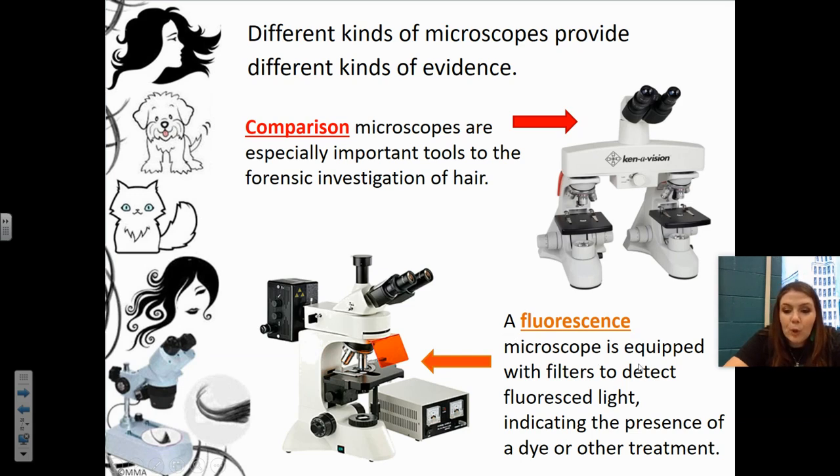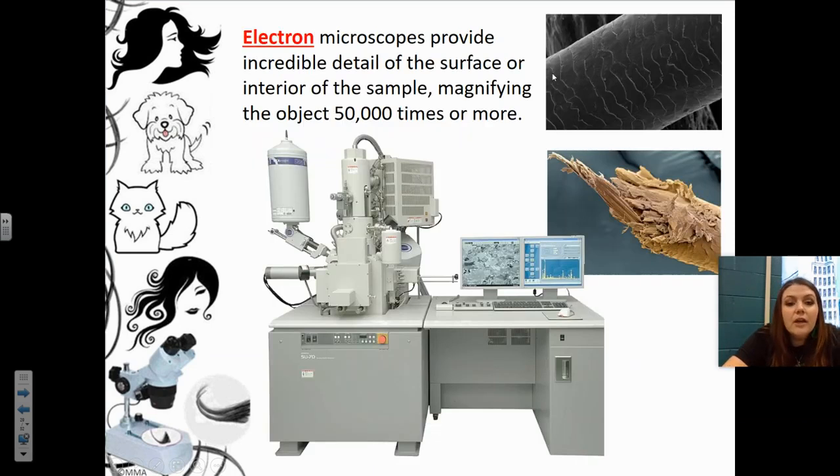Fluorescence. A fluorescent microscope is equipped with filters to detect fluorescent light, indicating the presence of dye or other treatment. So this is a very cool microscope to see if they have colored hair. The electron microscope provides incredible detail on the surface or interior of the sample, magnifying the object 50,000 times or more. This whole thing is one big microscope, crazy expensive, very, very cool. And like the name suggests, the electron microscope gets so detailed.